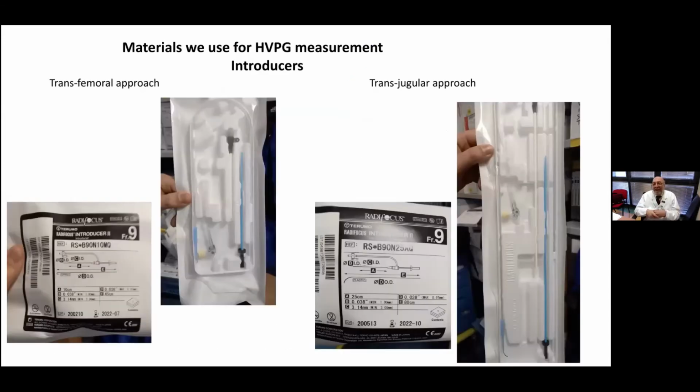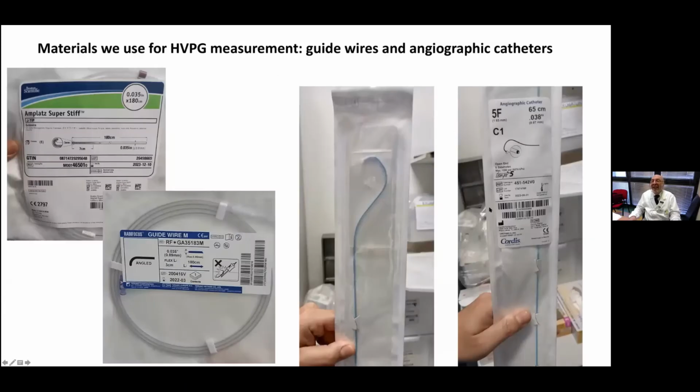Well, here are some images of the materials we use. Obviously, as I told you before, you can use any kind of material that is available in your hospital. You see the introducer for the transfemoral approach. You see that the introducer is shorter, while for the transjugular approach it is much longer, as you see here. And here, these are the guide wires and the angiographic catheters we use.